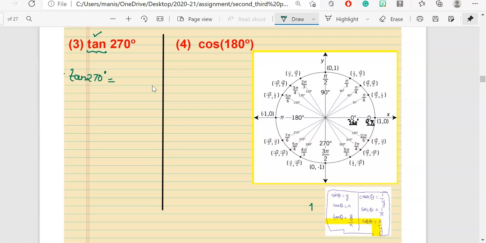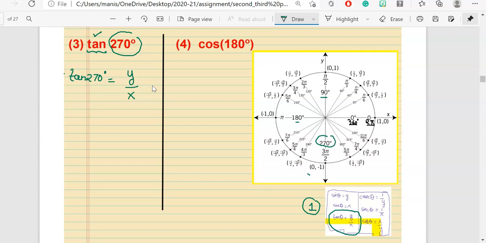Go to our chart number 1. As you can see, this is the one over here where it says y over x. So I will write over here y over x. Step number 2, now we will focus on 270 degrees. Go to the unit circle, let's look for 270 degrees. 0, 90, 180, 270. This is 270 degrees over here.